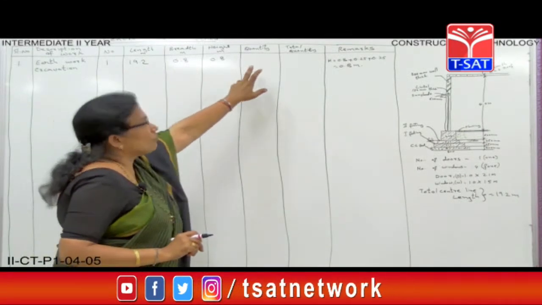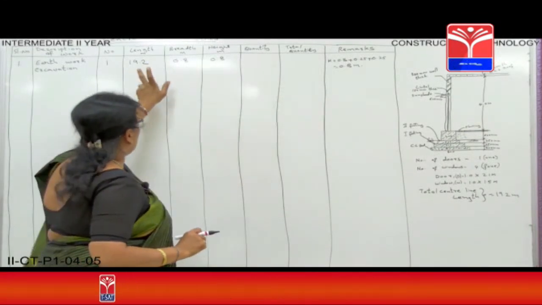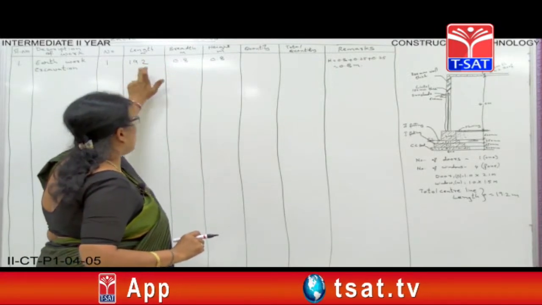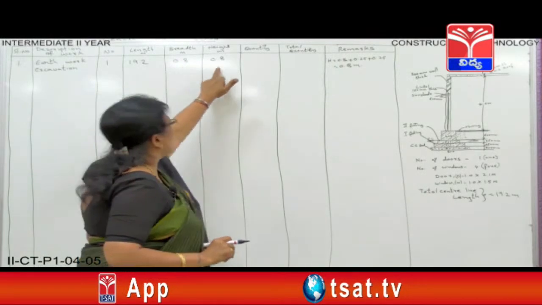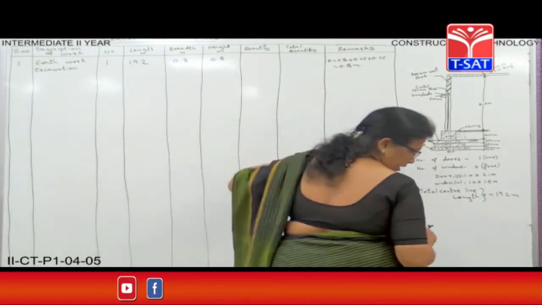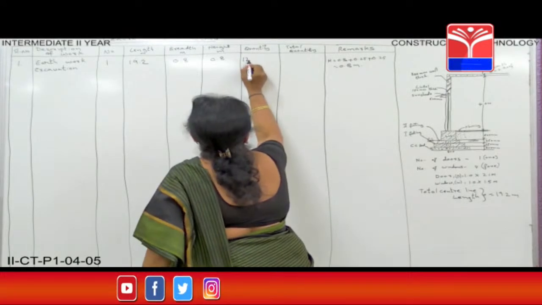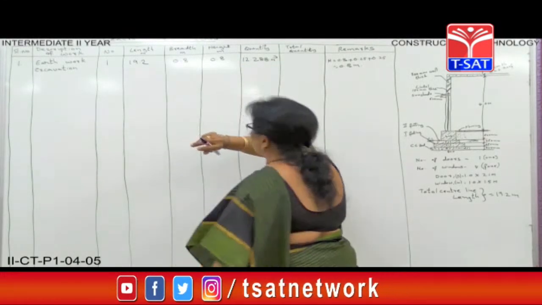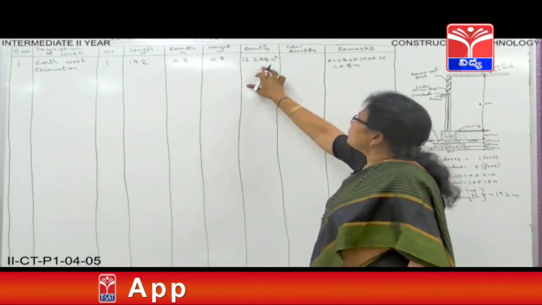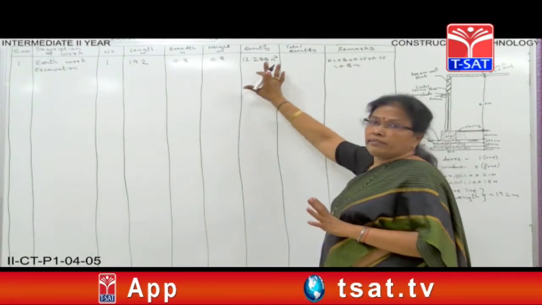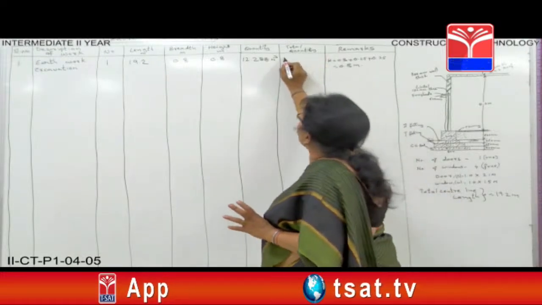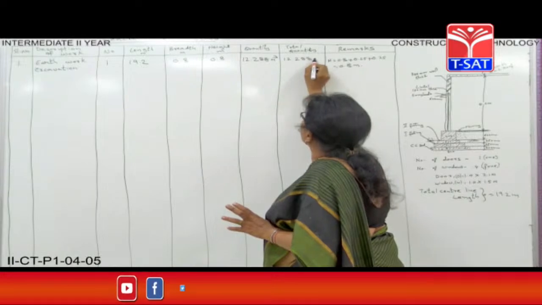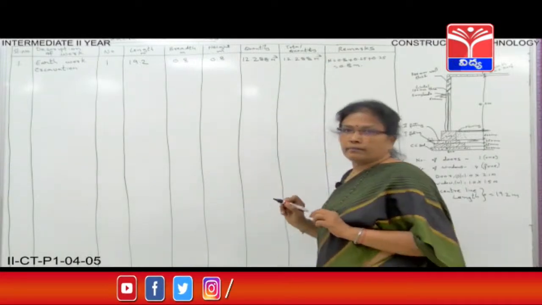Now, for calculating the quantity of earthwork excavation, you have to multiply all these four: 1 into 19.2 into 0.8 into 0.8. So your quantity is 12.288 and the units are cubic meter. Here we have nothing to add. Everything is done. So in total quantity also you will write the same value, that is 12.288 cubic meter.